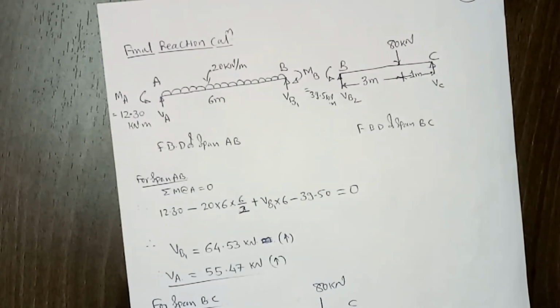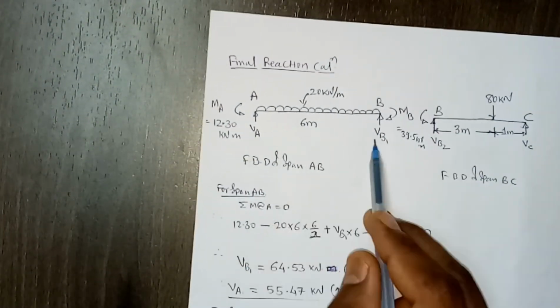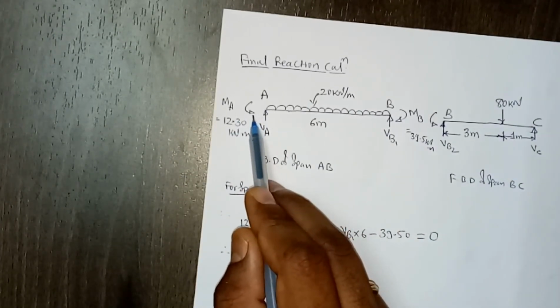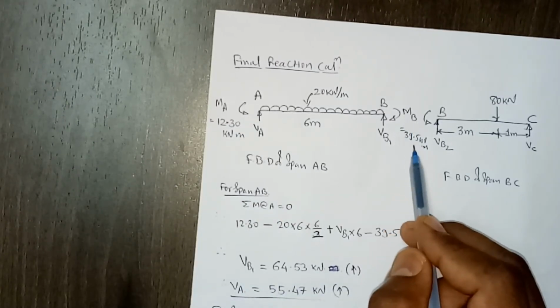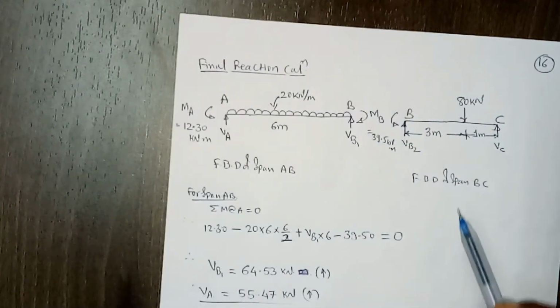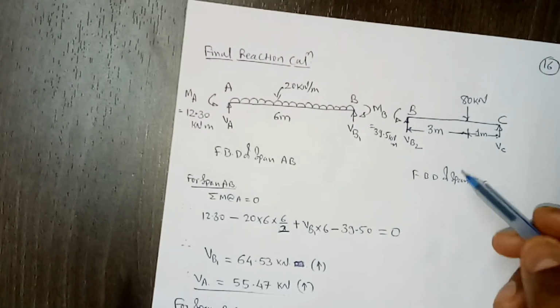To calculate the final reactions, you can draw the free body diagram of each span. So this is span AB. We already got the value of MA, which is 12.3, and MB we already know is 39.5. Then we have to calculate the vertical reactions. Since we have done this already in some previous problems, I'm not doing it in detail.